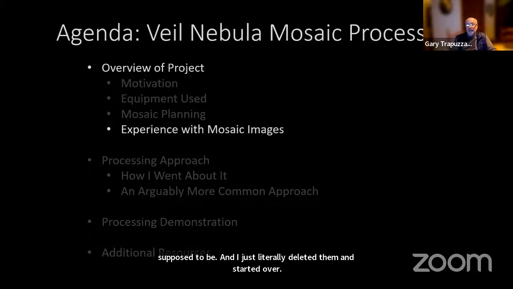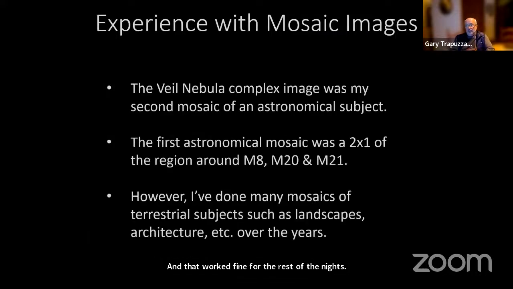So my experience with mosaic images, astronomical images, is fairly limited. The Veil complex was my second mosaic of an astronomical image. The first was a mosaic I did a couple months ago up there in July, which was a 2-panel mosaic of the M8, M20, M21 area.